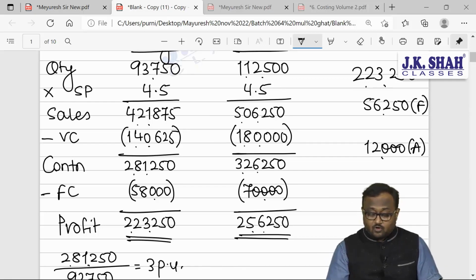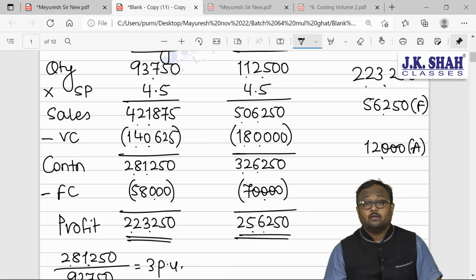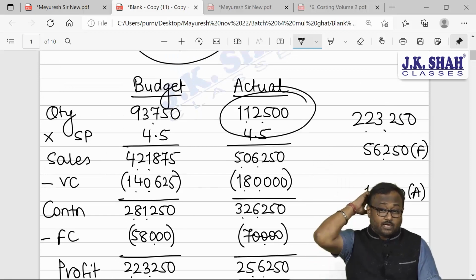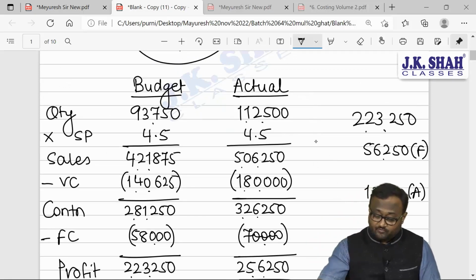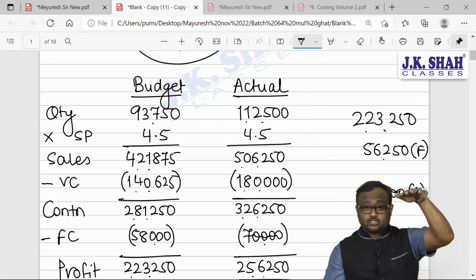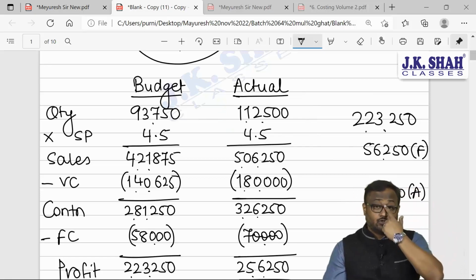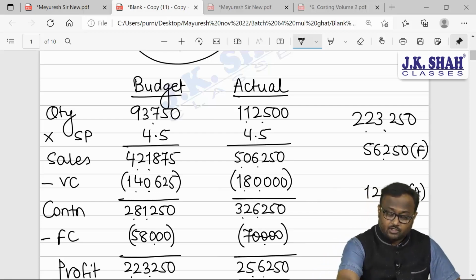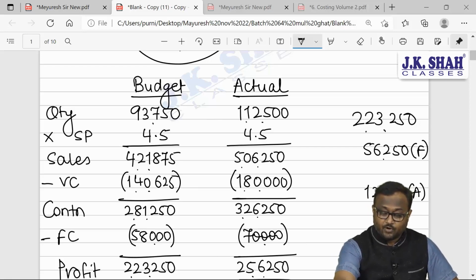And as far as variable cost is concerned, please remember that it is 1.5 per unit. Since you have produced and sold 112,500 units, actual variable cost is for 112,500. So the variance calculation has to be done at a common level of actual output. My calculation says 112,500 into 1.5.